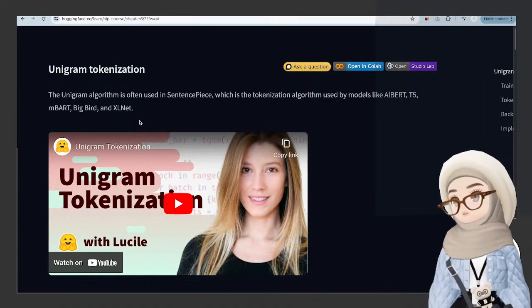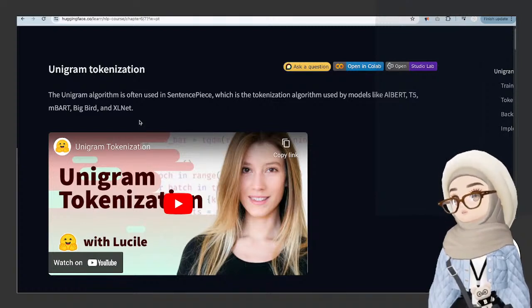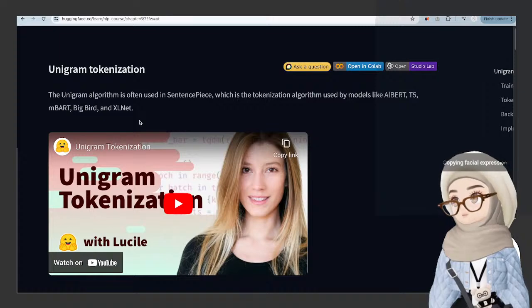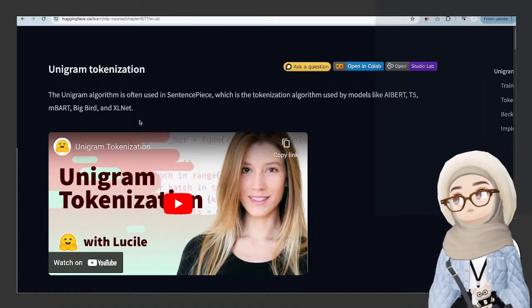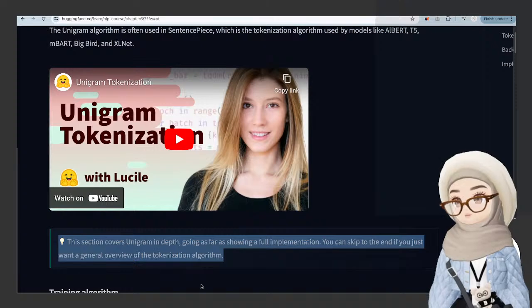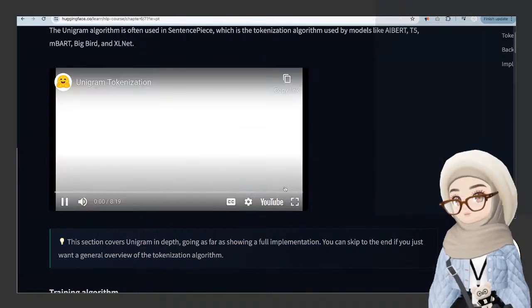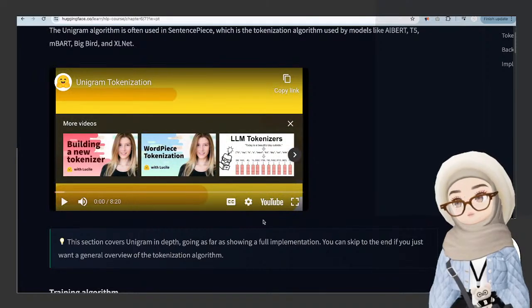The unigram algorithm is often used in SentencePiece, which is the tokenization algorithm used by models like ALBERT, T5, mBART, Big Bird, and XLNet. I like T5. Okay, let's see this video. By the way, it says you don't have to take this, but you can if you want to. And I want to. Ooh, this is an 8-minute video. I'm surprised.